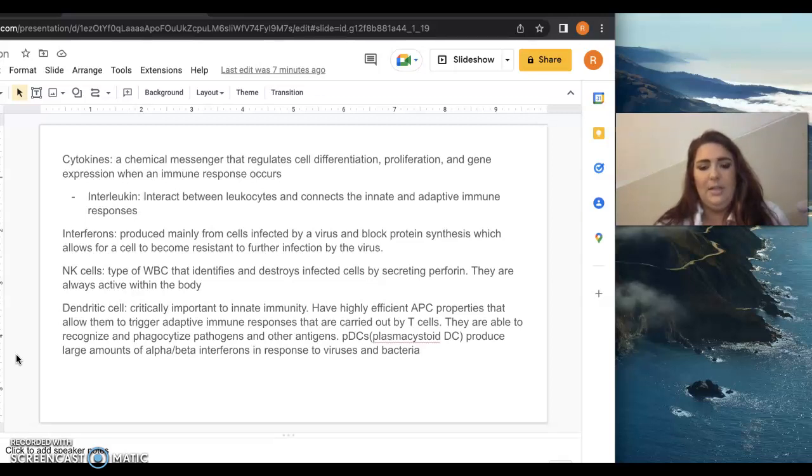Interferons are produced mainly from cells that have been infected by a virus or bacteria, but mainly viruses, and they block protein synthesis, which allows the cell to become resistant to further infection from the virus. So this limits the infection between different cells, so that it cannot replicate and start spreading to different cells within a host.